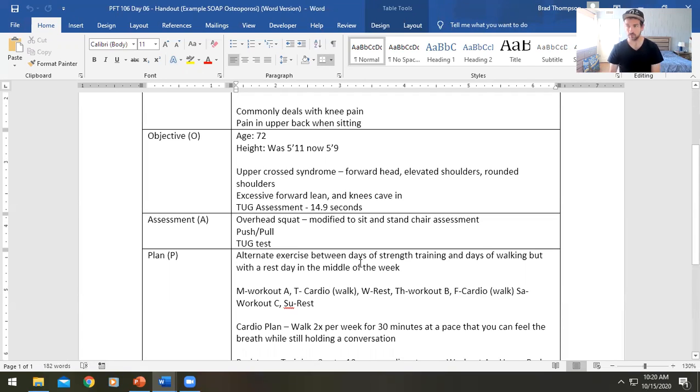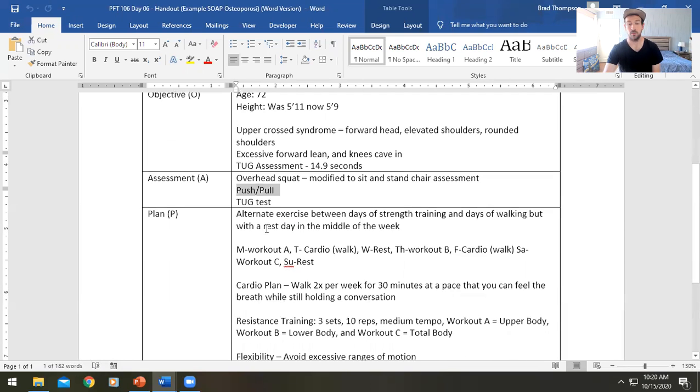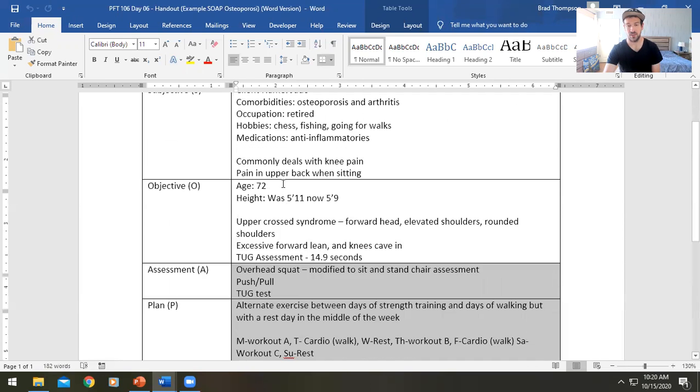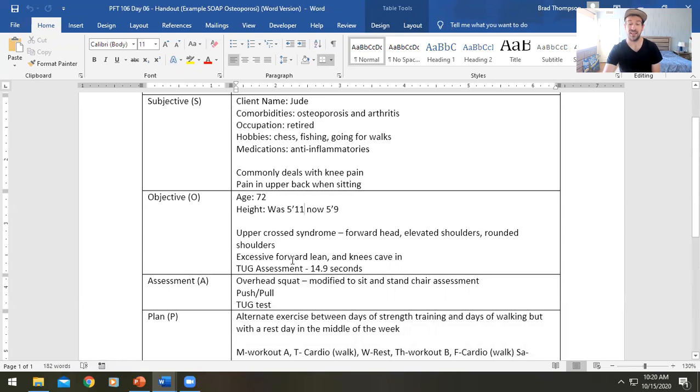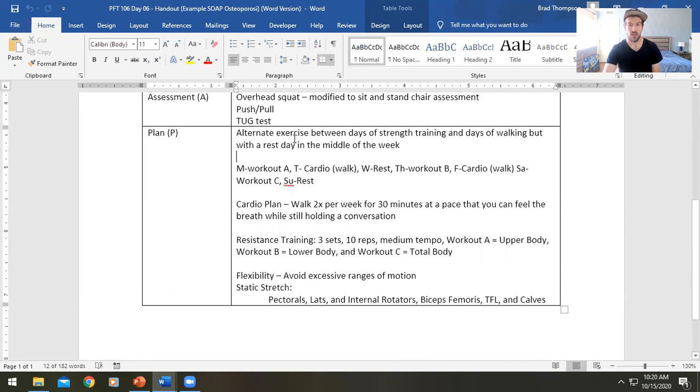So we're going to spend a lot of time working on that posture. We modified it to a sit-stand in the chair assessment. That way there's not too much pressure on their knees. We do the push-pull assessment. And then because this person is in their 70s, we really like that tug test that I talked about.